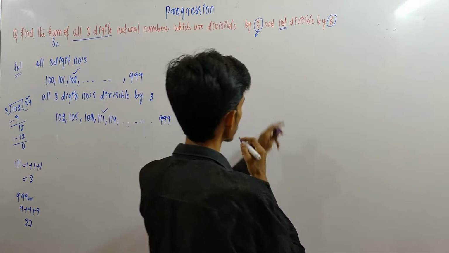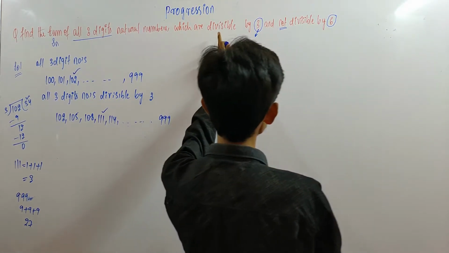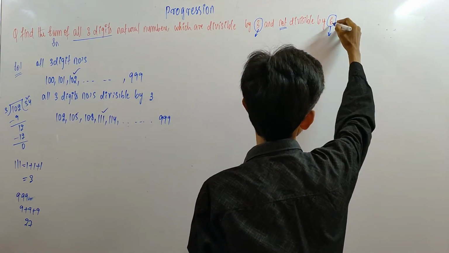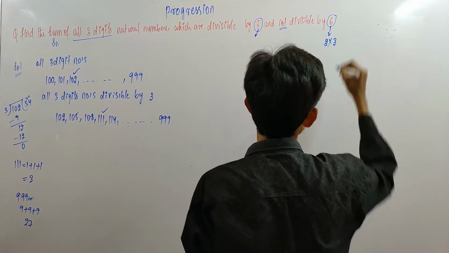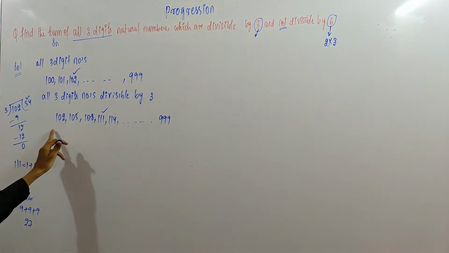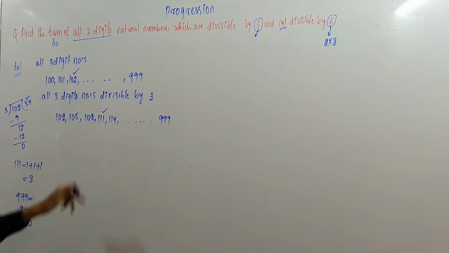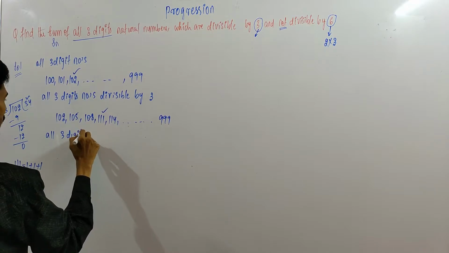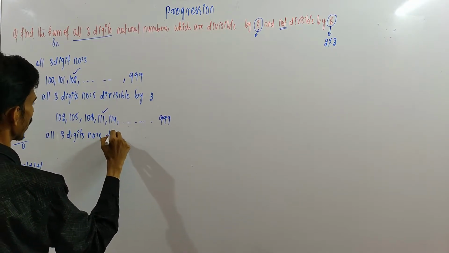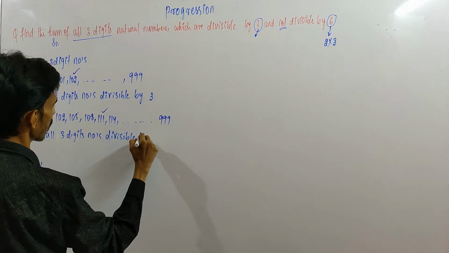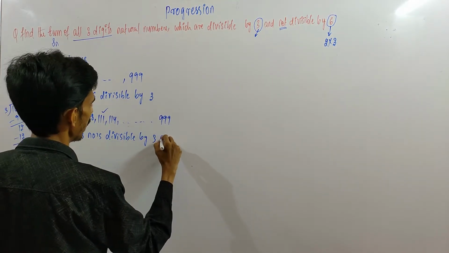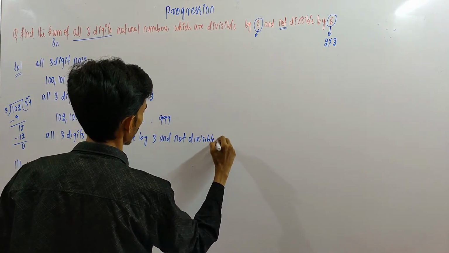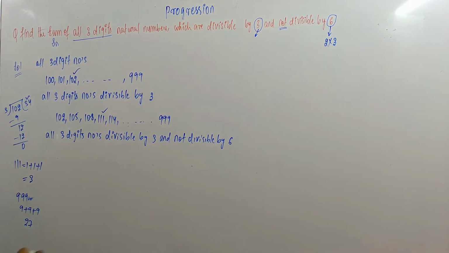Now what is given here? We want numbers that are divisible by 3 and not divisible by 6. 6 is a multiple of 2 into 3. So we have to eliminate the numbers that are divisible by 6. So all 3-digit numbers divisible by 3 and not divisible by 6.